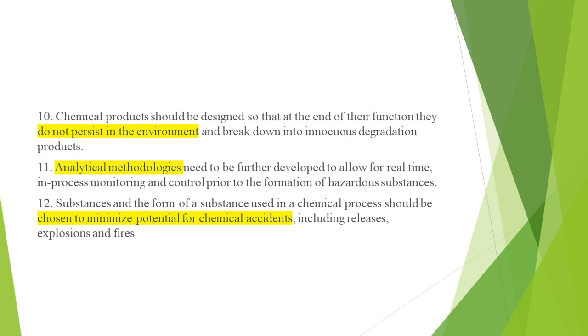And the 11th principle is analytical methodologies need to be further developed to allow for real-time in-process monitoring and control prior to the formation of hazardous substances. We should adopt more analytical methodologies in our reactions. And the 12th and last principle is substances and the form of substance used in a chemical process should be chosen to minimize potential for chemical accidents, including releases, explosions, and fires. So we should be very careful when we are choosing the substances that we are using in the chemical process. We should avoid chemical accidents, fires, explosions, and so on.